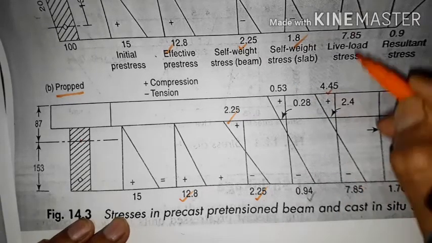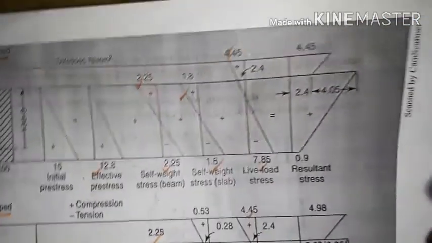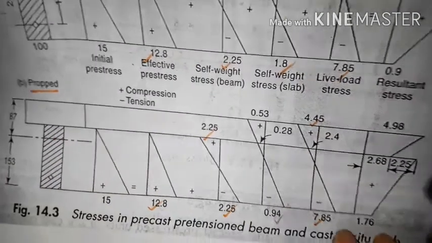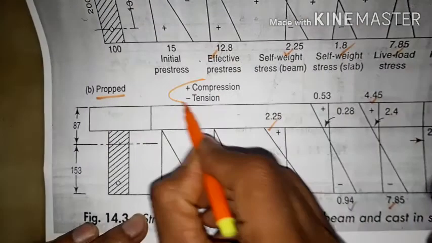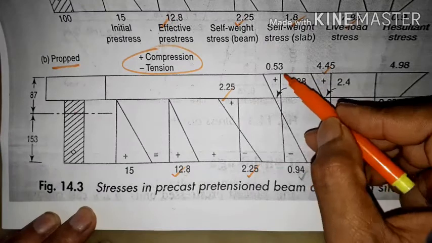So this is also the same as we have done here. Okay, this will also remain the same, that is 4.4 positive, that is compression, 7.85 negative, that is tension, which is mentioned here also, positive and negative. Understood? So this is for the propped condition.